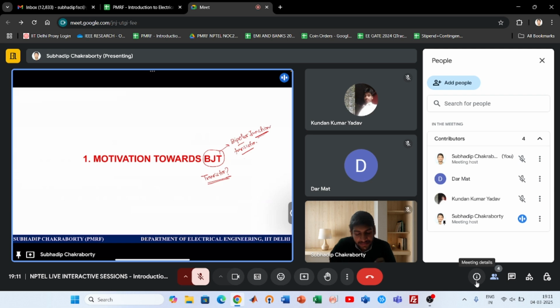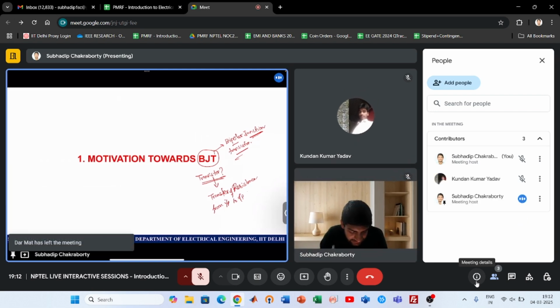So bipolar junction. But why the name transistor? The name transistor comes from the motivation that we want to use this bipolar junction transistor in a way that we can transfer the resistance from input to output, right? Transfer of resistance from input to output for the same value of current.